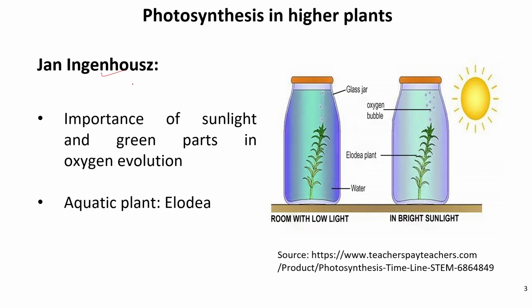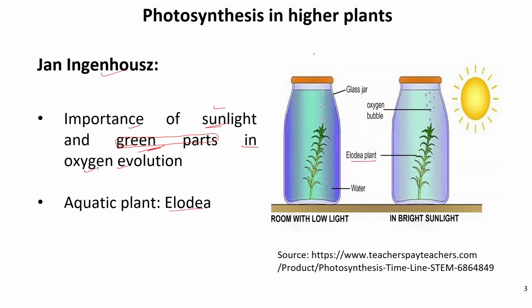Okay, so next is the name of Jan Ingenhousz. Alright, so what was his contribution? So he showed the importance of the sunlight and green parts of the plant. Okay, you have to remember this importance of sunlight and the green parts of the plant. Okay, he said that green parts of the plants are only involved in the oxygen evolution, and that too in the presence of the sunlight. Alright, so he was working on the aquatic plant Elodea. So this is the aquatic plant Elodea.